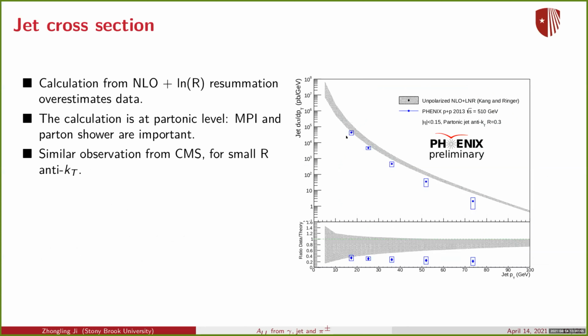The jet cross section is shown in the right figure, and the calculation is from an NLO calculation plus the log R resummation, where R is the jet cone size. Here it is 0.3. The calculation is at partonic level, so it overestimates the data. It means the multi-parton interaction and the parton shower are important to include in the calculation. And this overestimation in the calculation also has similar observations in the CMS measurement for the small jet cone size in the anti-kT algorithm.